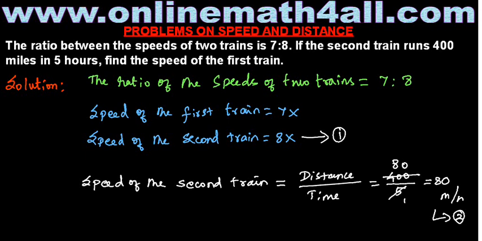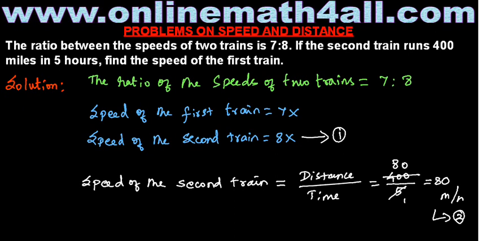After getting these two, my aim is to get the value of x, because once we get the value of x, if it is multiplied by 7, we'll get the speed of the first train, because our aim is to get the speed of the first train. So to get the value of x, I'm going to use the second information. The second information is distance covered by the second train is 400 miles in 5 hours. So we know the distance and time of the second train. From that I got the speed of the second train using the formula distance by time. So I got the speed of the second train 80 miles per hour.